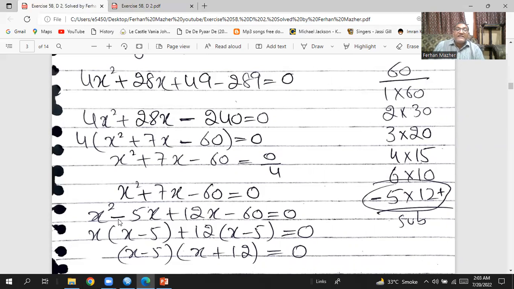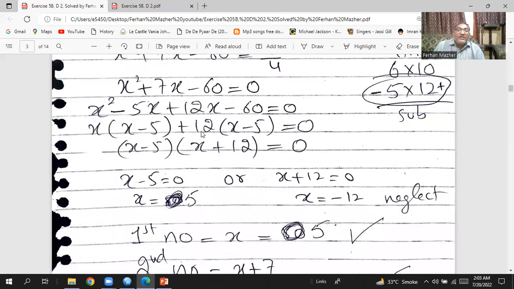From the first two terms, x is common, so you will have x minus 5 in the bracket. From the last two terms, 12 is common, so in the bracket you will have x minus 5. So from this and this, x minus 5 bracket is common. From here you will have x, from here you will have plus 12. Now you can see there are two brackets multiplying with each other, and the product is 0, so either the first bracket is 0 or the second bracket is 0.